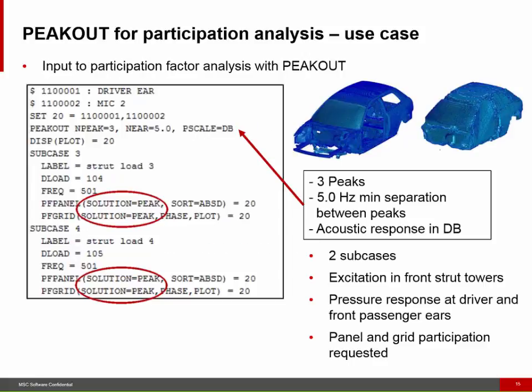So here's a use case of an automotive car body and its cavity. You specify the PEAKOUT, which says I want 3 peaks, I want a minimum separation of 5 Hertz, and the acoustic response should be in dB scale. Then you set up 2 subcases, and in each subcase you have PF panel and PF grid for panel and grid participation calculation, and solution set to peak. And then you run this job in MSC Nastran.